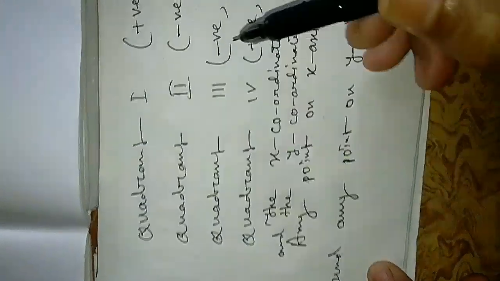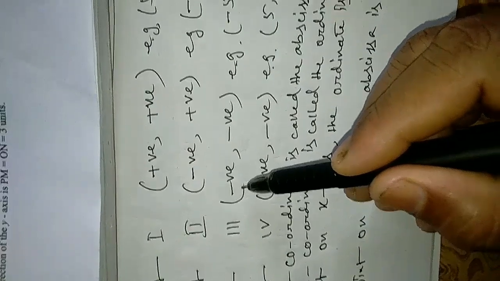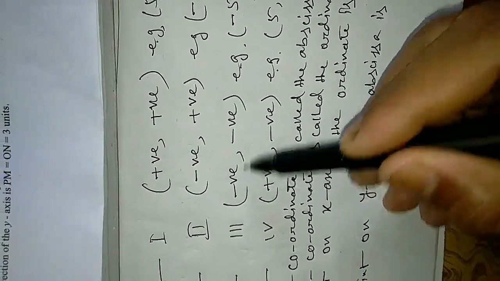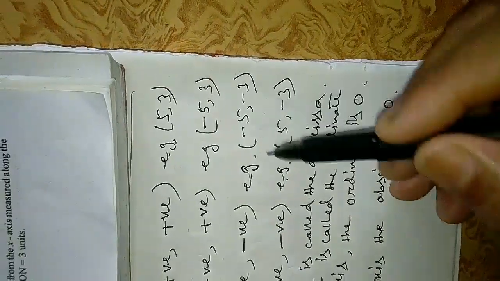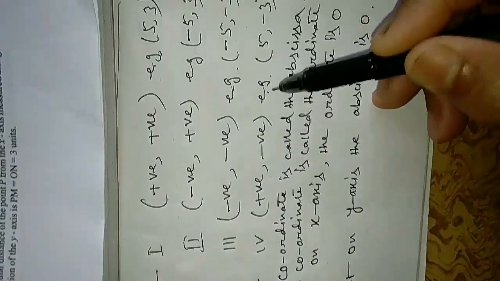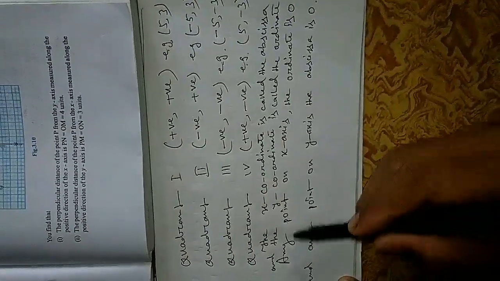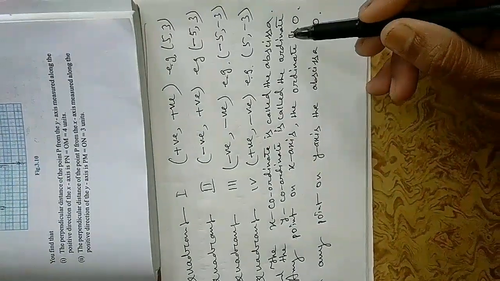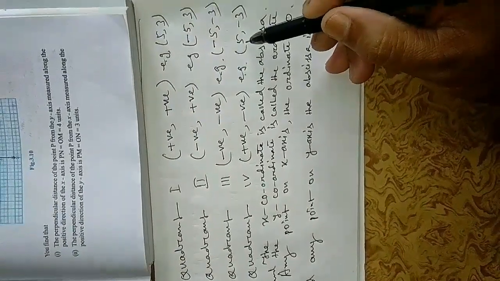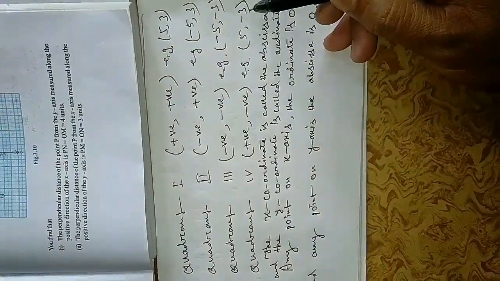In the third quadrant, both are negative, left side negative, downside negative, so (-5, -2) is one example. And in the fourth quadrant, x value is positive and y value is negative, so one example is (5, -3). Remember, the x coordinate is called the abscissa and the y coordinate is called the ordinate.